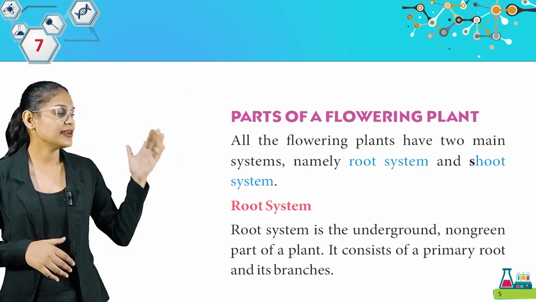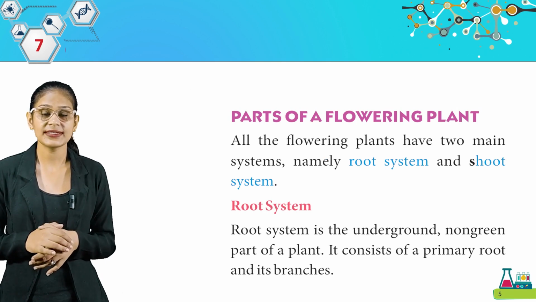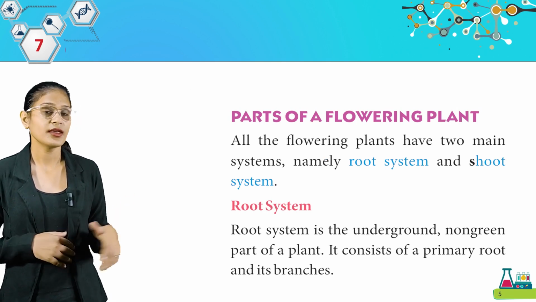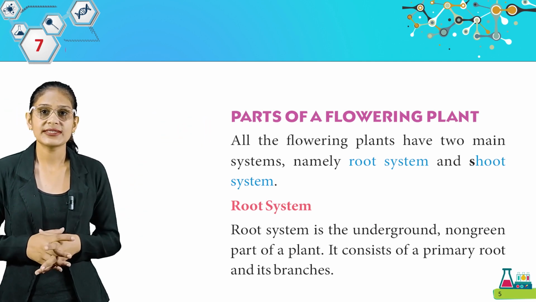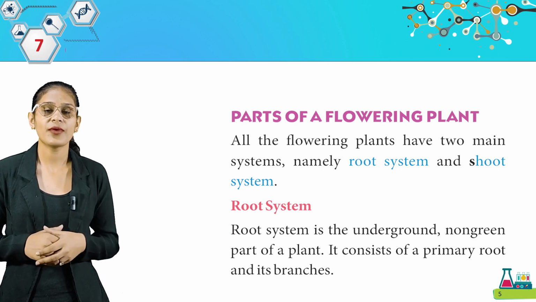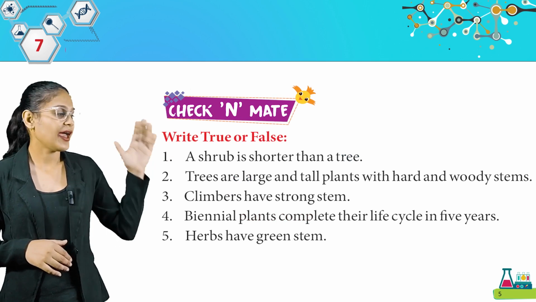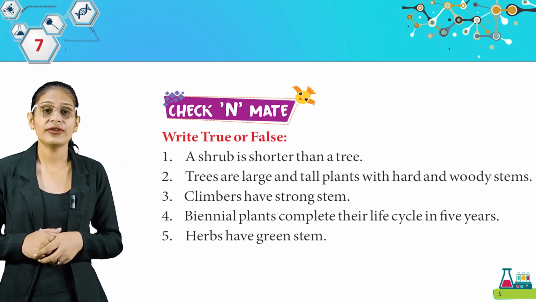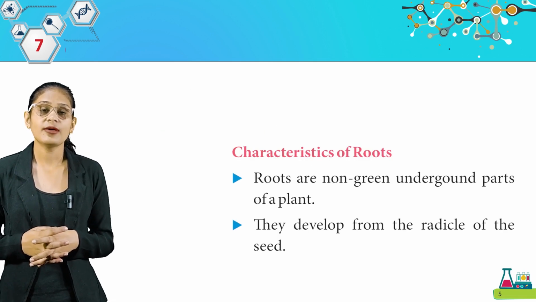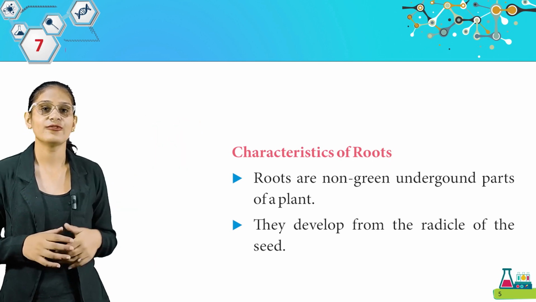Now we have parts of a flowering plant. All the flowering plants have two main systems, namely root system and shoot system. Here is the root system. The root system is the underground non-green part of a plant. It consists of a primary root and its branches. Get it, students? Now we have check and mate, as we already read about these things, so you can do it by yourself. Now we read about the characteristics of roots. Here are the characteristics of roots.